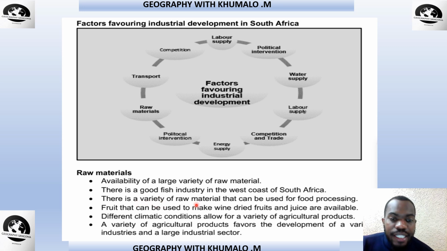There is a variety of raw materials that can be used for food processing, fruit that can be used to make wine, dried fruits, juice are available. Different climatic conditions allow for a variety of agricultural products. A variety of agricultural products favors the development of a variety of industries and a large industrial sector.